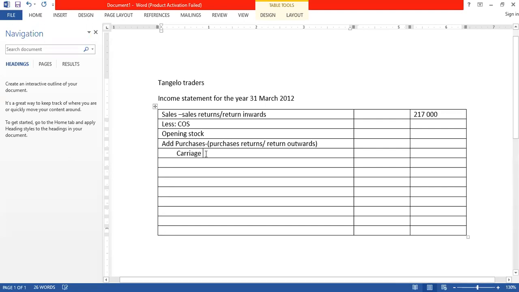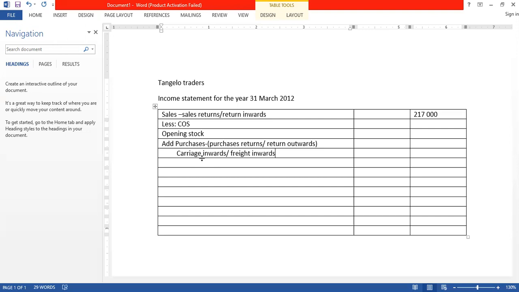So carriage inwards, or sometimes known as freight inwards. There are two different kinds of transportation. There's carriage inwards and there's carriage outwards. Carriage inwards is the transportation incurred in bringing the goods into the business, while carriage outwards is the transportation incurred to transport the goods to your customers. Do you understand? And therefore, the carriage that you use when calculating your cost of sales is the inwards.